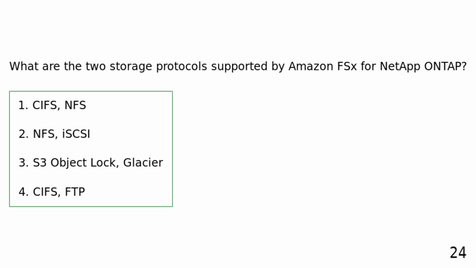What are the two storage protocols supported by Amazon FSx for NetApp ONTAP? CIFS, NFS. NFS, iSCSI. S3 Object Lock, Glacier. CIFS, FTP. Amazon FSx for NetApp ONTAP supports industry-standard CIFS and NFS file protocols for broad application compatibility.